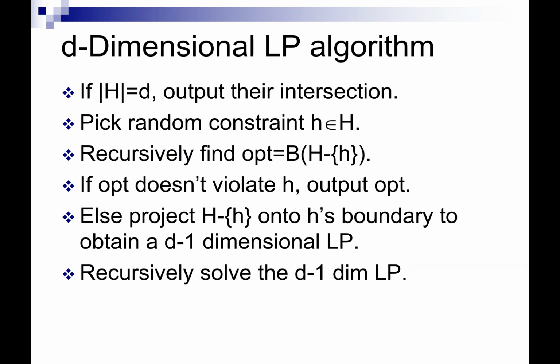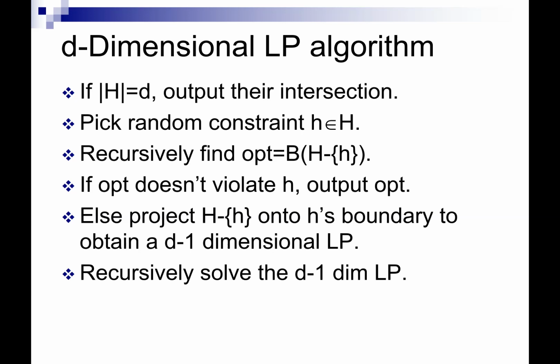Now we're going to take the previous 2D linear program algorithm and generalize it to d dimensions. The algorithm is going to work like this. In d dimensions, if we only have d constraints, then these constraints are only going to intersect at a single point. That's going to be the optimum, so we're just going to output the intersection of these d constraints as the solution to this LP. Otherwise, we're going to do as before, and try to find these redundant constraints.